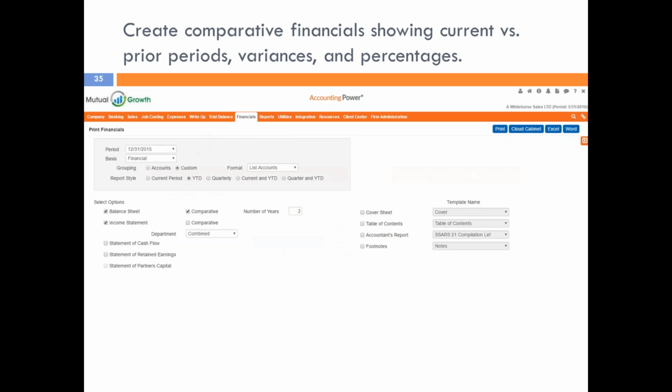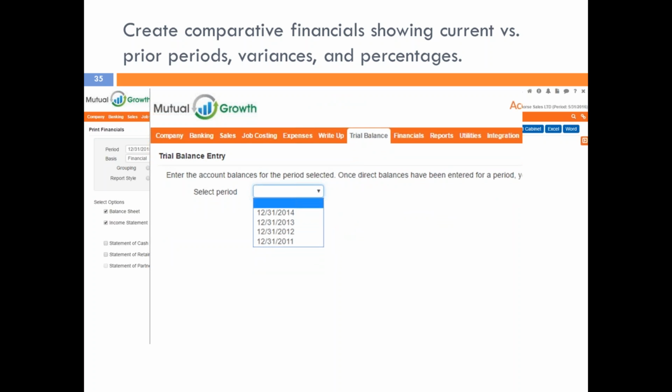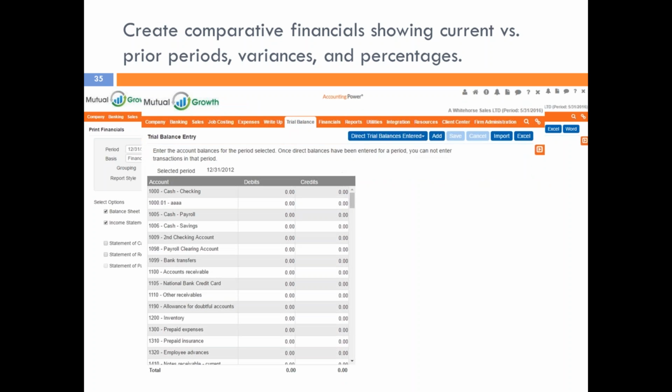The way that you would do that is you go to Trial Balance Entry, and from there you would select the period that you want to enter the transactions for. So I went in, I selected 12/31/2012. And then from here you can either enter all the information from a trial balance that you have, or you could also import them. If you have it in Excel, you could just import the various trial balances from Excel. And then once that information is in there, the comparative financials can show those older years too.